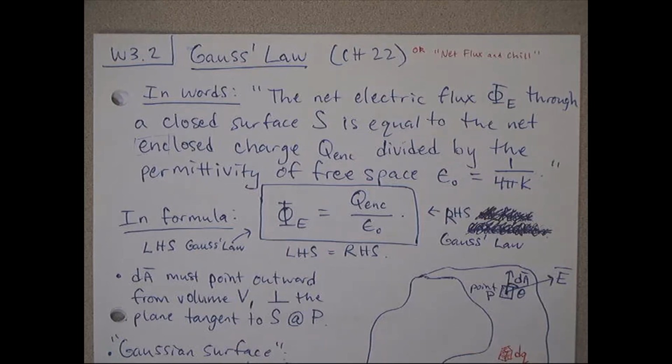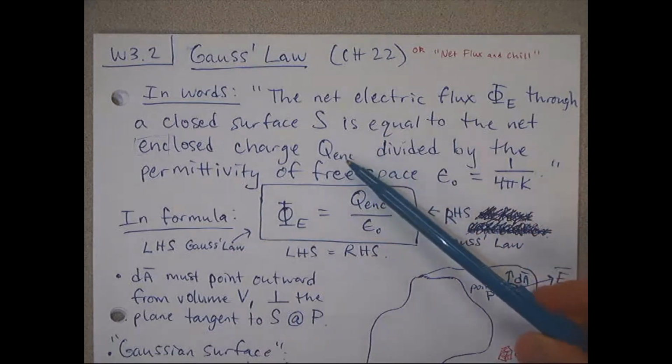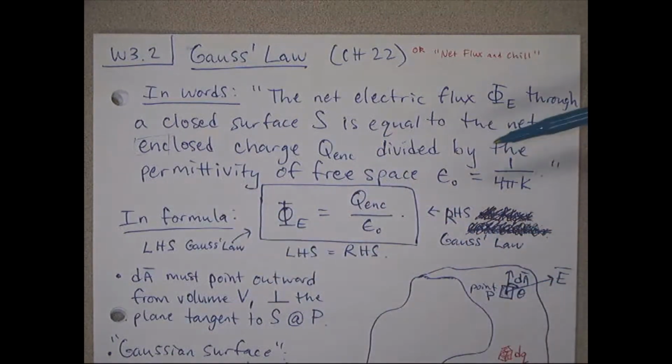We've come to Gauss's law. Having learned to compute the electric flux, we'll state Gauss's law in words in the following way. The net electric flux, phi sub E, through a closed surface S is equal to the net enclosed charge, Q ENC for enclosed, divided by the permittivity of free space. We call this epsilon naught or epsilon sub zero. It is equivalent to 1 over 4 pi k, where k is the Coulomb constant that we've been using.